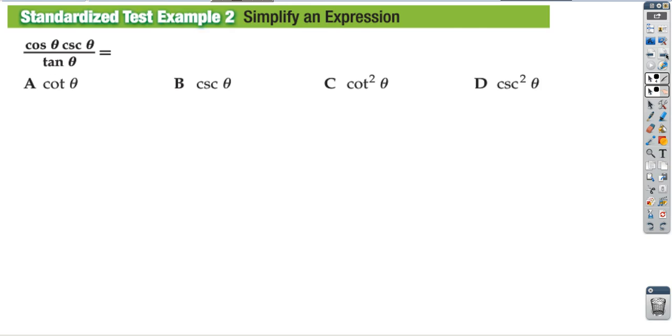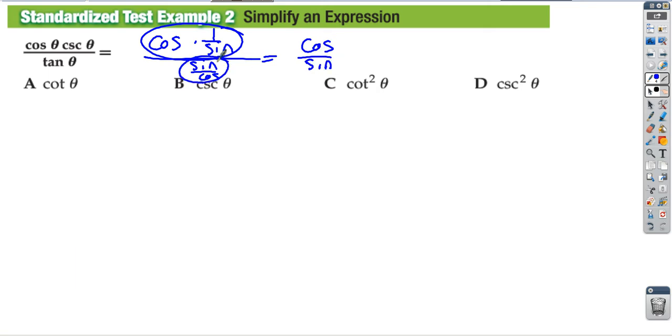Okay, simplify. So this is like we did in 13.1. When in doubt, change everything into sines and cosines. So let's do that. Cosec is the same as 1 over sine, and tan is the same as sine over cosine. So if I'm dividing, first of all, let's multiply these. That's the same as cosine over sine. And dividing by that fraction is like multiplying by the reciprocal. The reciprocal of sine over cosine is cosine over sine.